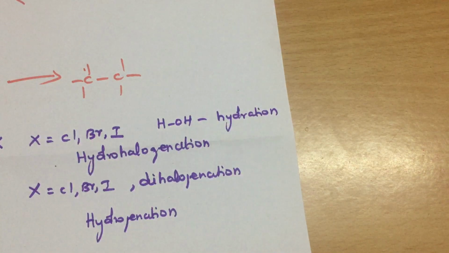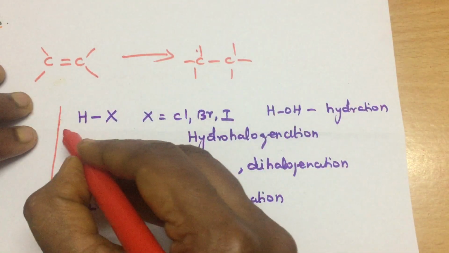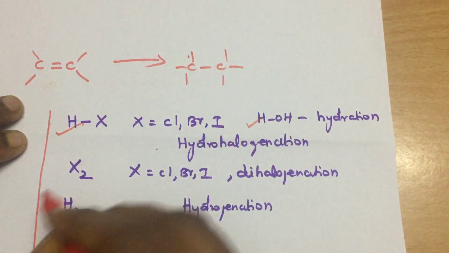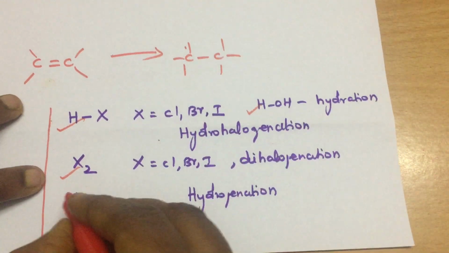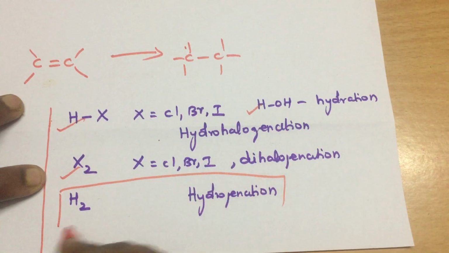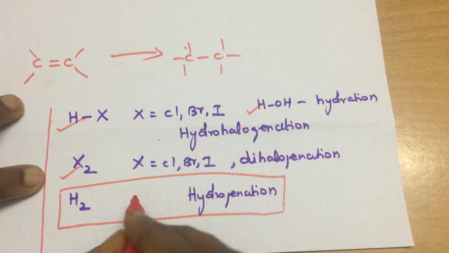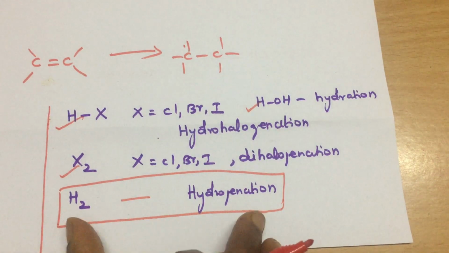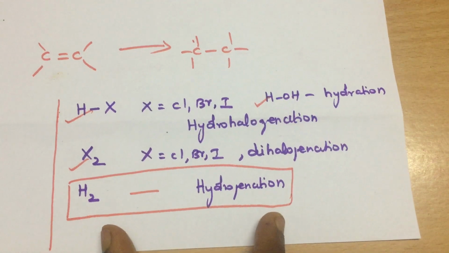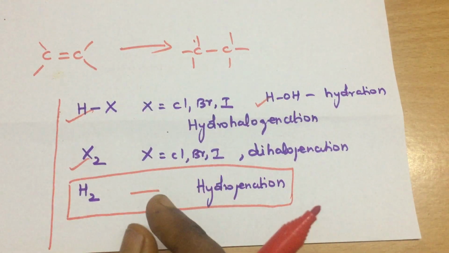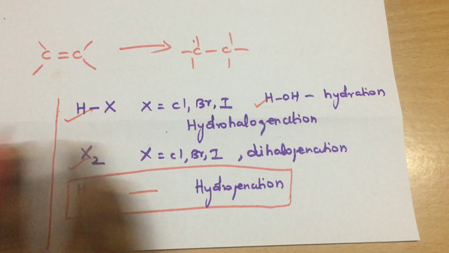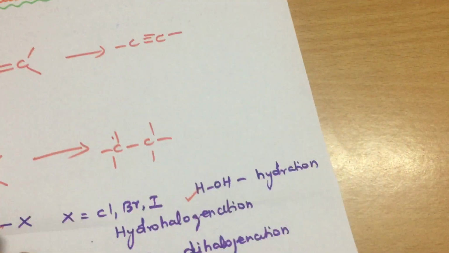So in this class what we are going to see is hydrohalogenation, hydration and dihalogenation. The other one I'll take in a separate video to save time. So many things are there to explain, so I'll take it in a different session. Let's come to the addition reaction.